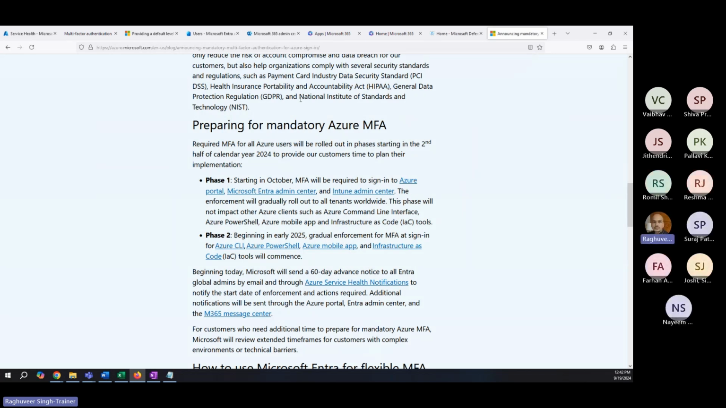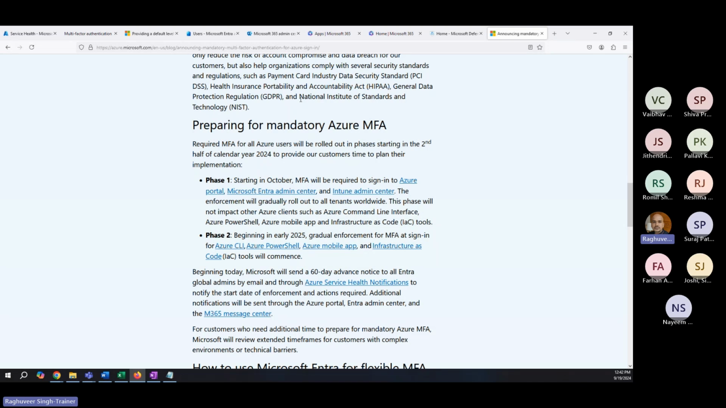Now security default also enforces MFA, because when security default is enabled in a tenant, it gives 14 days of time to all the users to configure MFA. And after 14 days, it makes it mandatory to configure the MFA. So what customers do if they don't want to do MFA, they disable security default. Now nobody can force them for MFA.